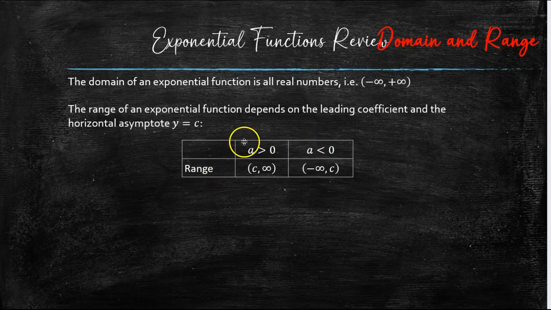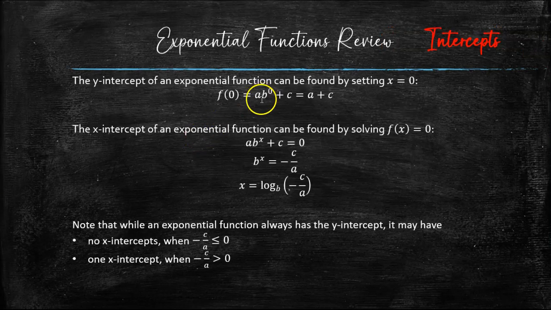So this table summarizes the ranges for different values of A in regards to being positive or negative. Now, when it comes to finding the intercepts, this is when you have to be able to evaluate the function at 0 to find the y-intercept, or to solve a simple exponential equation to find the x-intercept. Note that your graph may or may not have an x-intercept.